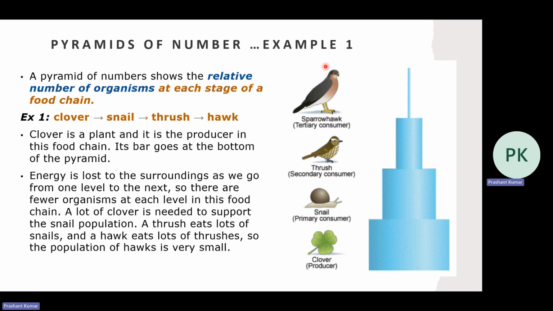Pyramid of number example 1. So there is a chance that the food chain will be like this, and the pyramid of number will look like this. So clover is a plant, right? It's a producer in the food chain.